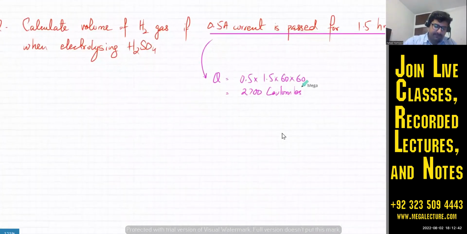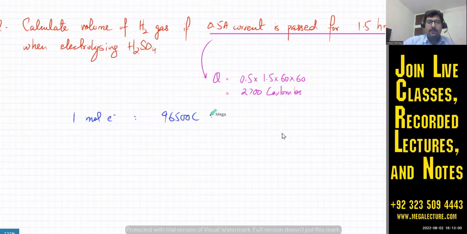The Faraday constant is the charge on 1 mole of electrons, right? So I know that 1 mole of electrons has a charge of 96,500 coulombs. So I can use ratios. If I have 2700 coulombs, how many moles of electrons are flowing through the circuit? I can just use the crisscross unitary method and figure out X.